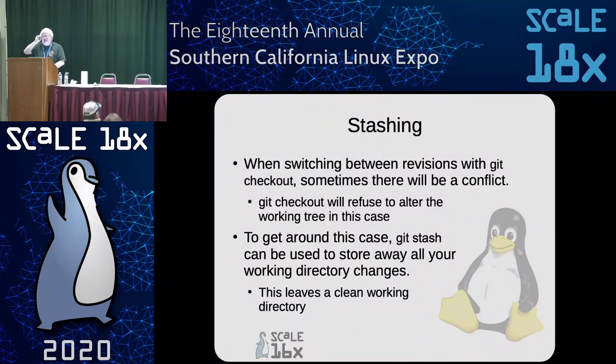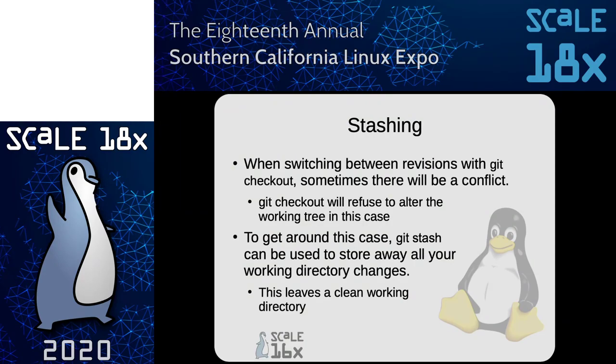Now, if you really want to check out that branch, you can do something called stashing. This is pretty cool. Basically, Git is able to store away all of your working directory changes into a sort of holding area called a stash.